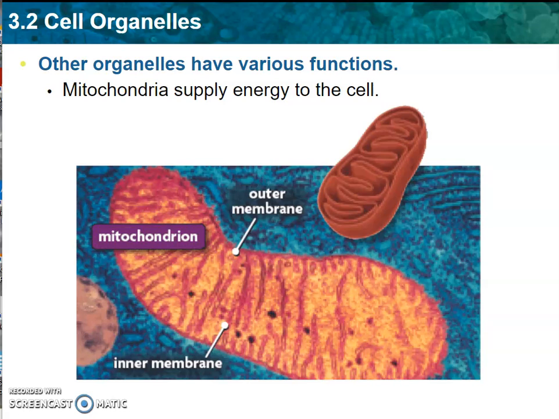Its job is to break down sugars, fats, and other fuels in the presence of oxygen to generate energy. Cells with high energy needs, like muscle cells, have large numbers of mitochondria.